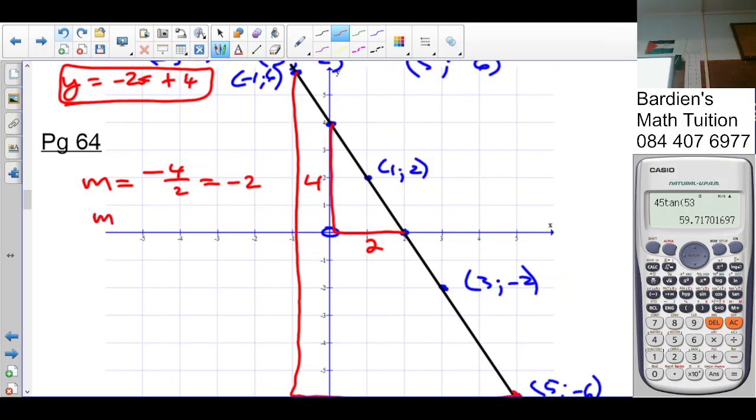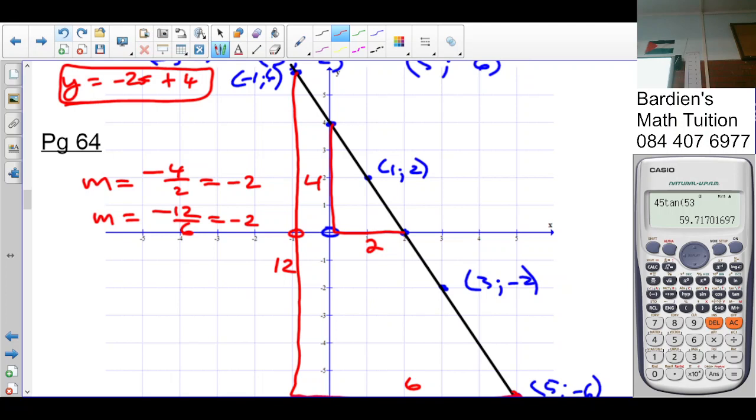So your gradient here, what's your change in y here? You're going from 6 down to minus 6. So what's this length here? 12. And you're going from minus 1 to 5. So what is that? 6. And it's negative. So it's minus 12 over 6, which is negative 2. So again, what do you notice? It stays the same. So anywhere along that line, the gradient will always be the same. If something stays the same, what do we call it? Constant. So the gradient is constant.